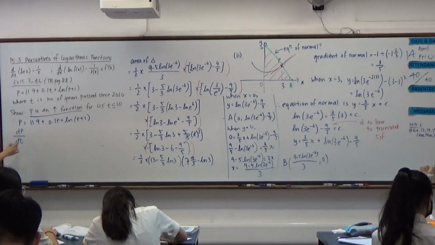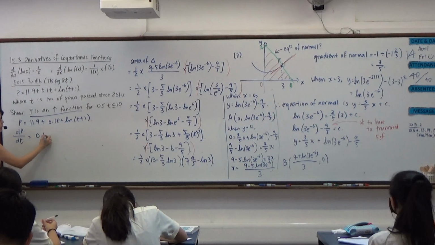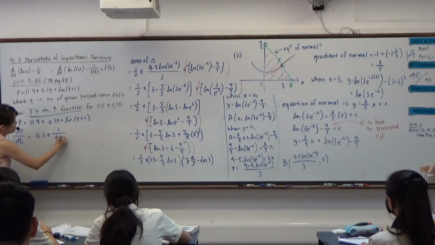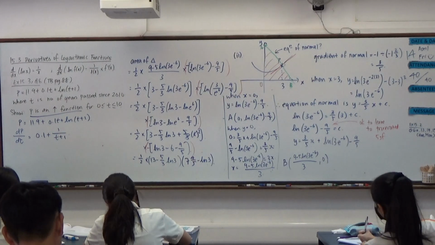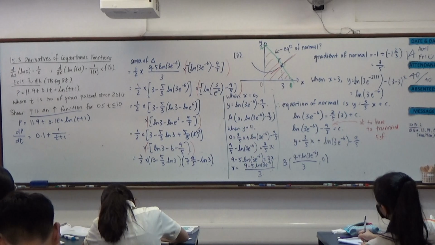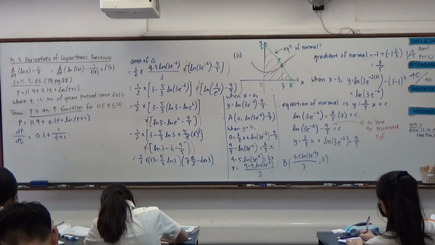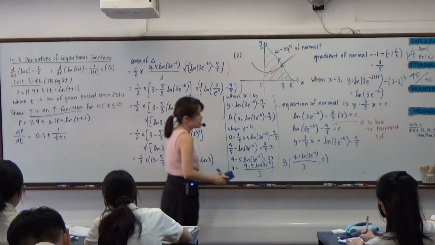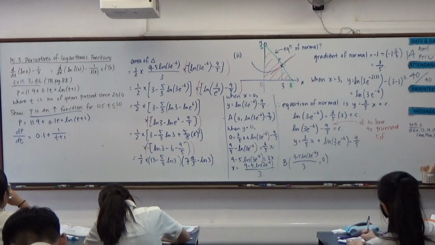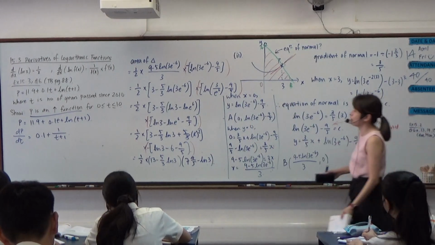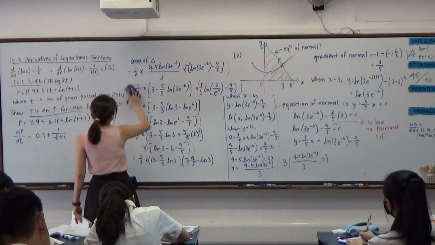So in differentiating this part, we will get 0.1 plus 1 over t plus 1. Now we want to show that this is going to be more than 0. How can we go about explaining that?